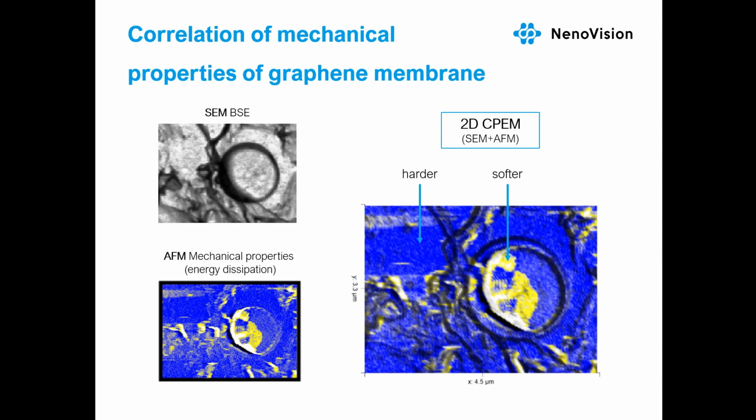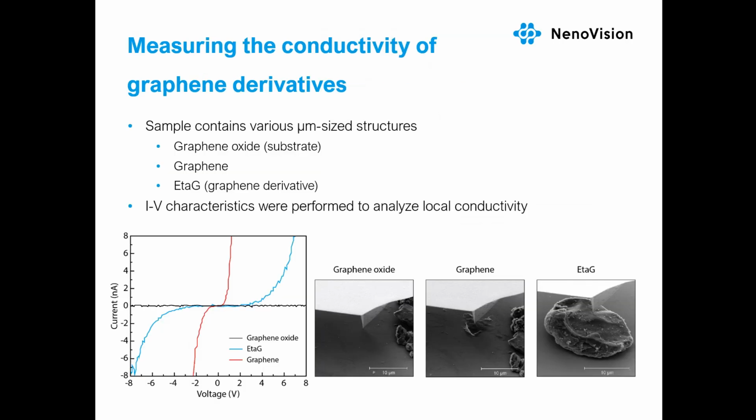In this application, the local electrical characterization was performed on a heterogeneous sample, which contains small structures of graphene and a specific derivative of graphene on a graphene oxide substrate. The AFM and SEM approach enabled us to identify these structures, and using the AFM cantilever as a nanometer scale contact, the conductivity differences were measured with nanometer precision using current voltage characteristics.